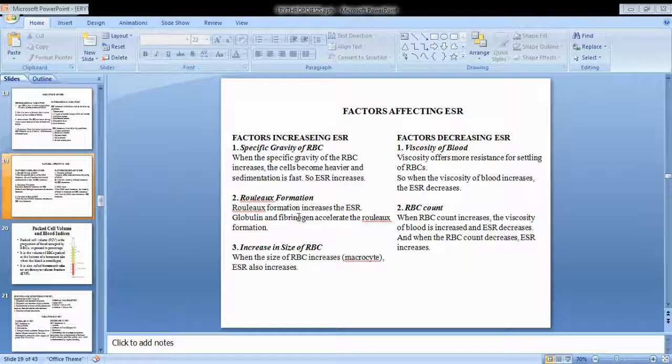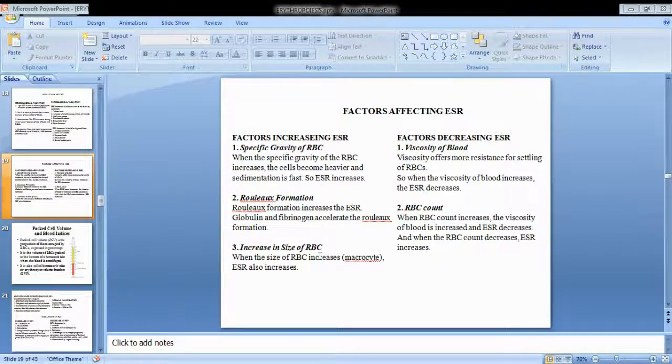Rouleaux formation. We told that when the blood is taken out from the body, if you place it on a slide, the RBC cells will form a coin-like pile of coins. That is the rouleaux formation. So rouleaux formation increases the ESR. Globulin and fibrinogen will accelerate the rouleaux formation.